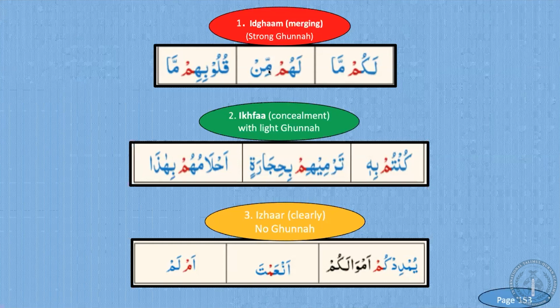So here we did a strong idgham. It was mim sakin followed by mim. In this example, we did ikhfa, and there was a mim sakin followed by a ba. We pressed on this for the same amount of time as the idgham, but the duration is the same and this is a lighter ghunna. Here we do izhar, we do not stay on this, we just read it very quickly.